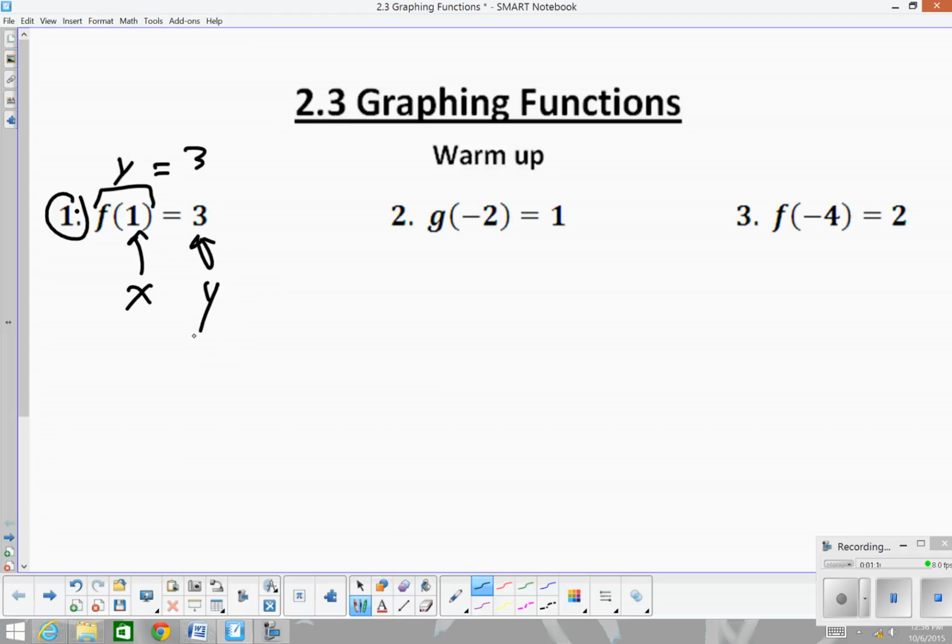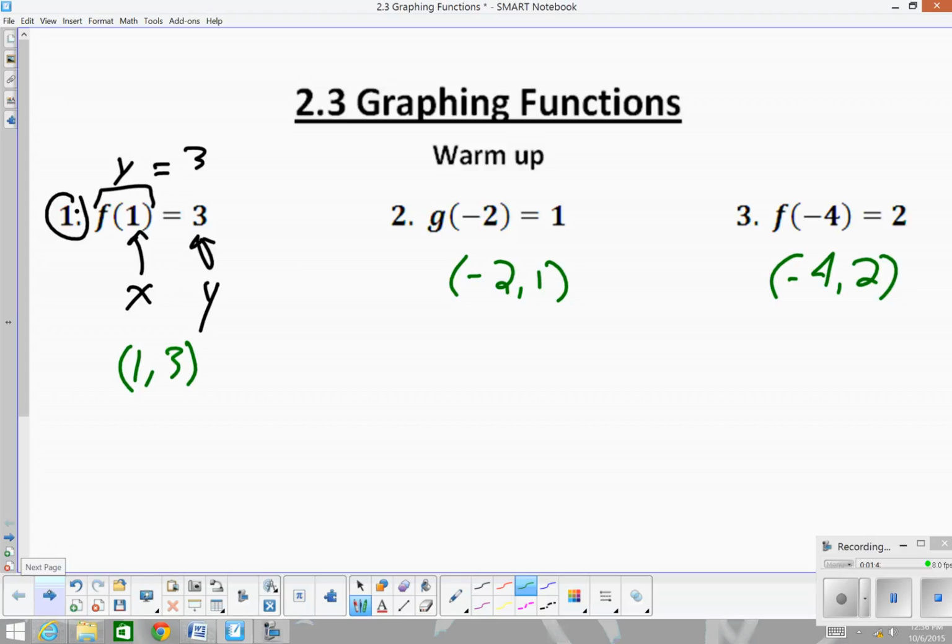Okay, like that. Good. So now if I wanted to write x comma y, all it's going to be is 1 comma 3. So if I went to go plot f of 1 equals 3, I would plot 1 comma 3. Here simply my ordered pair is negative 2 comma 1. And for number 3, if I have negative 4 as my input, my output is 2. So that's how I write ordered pairs from function notation. That should be a review from last section.